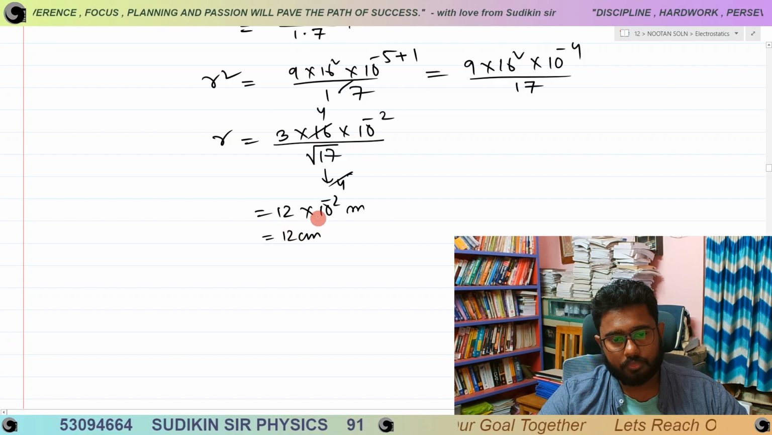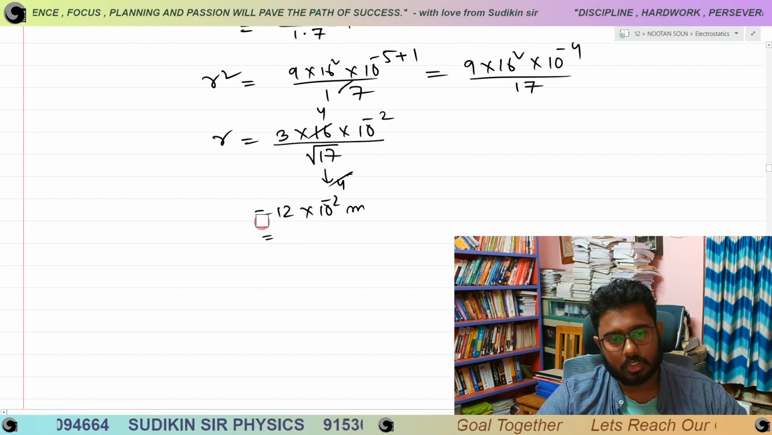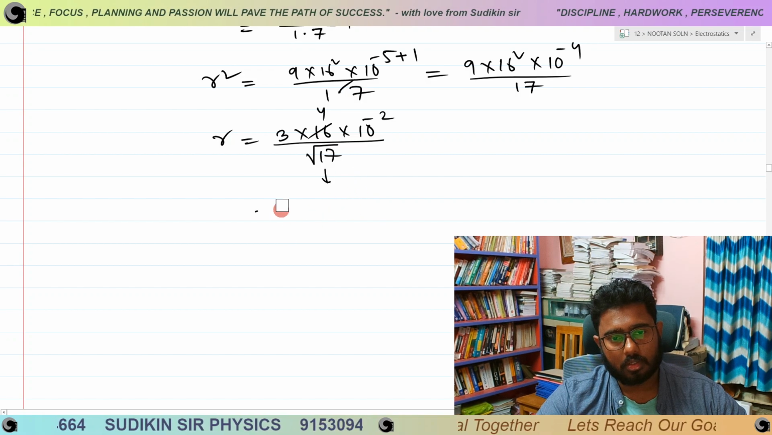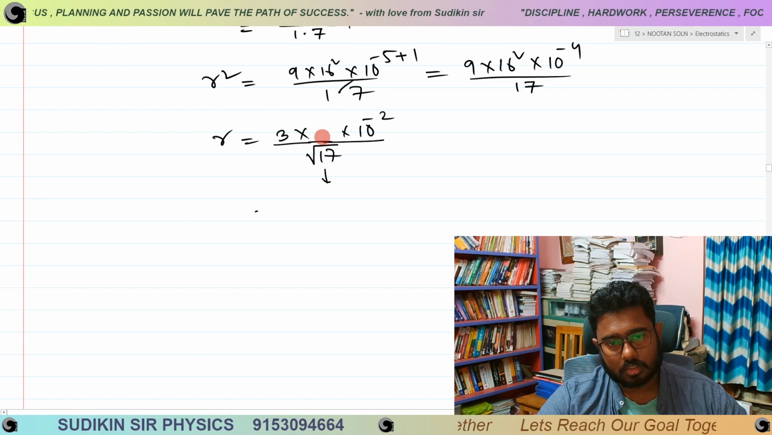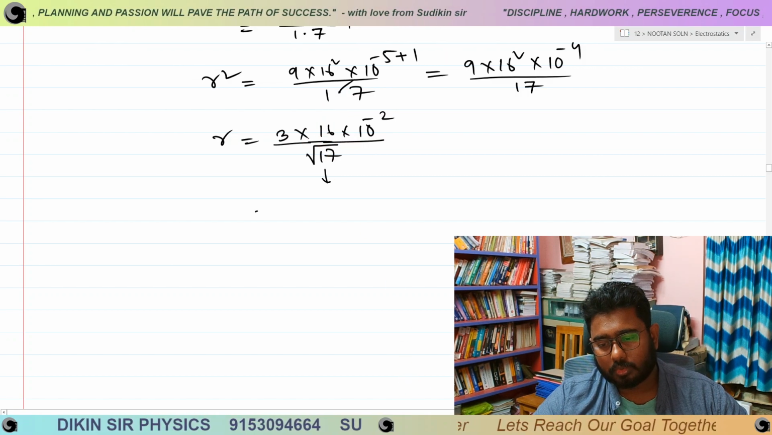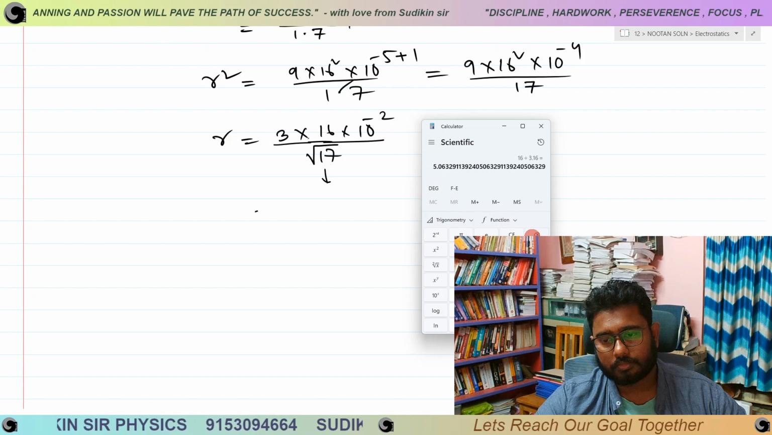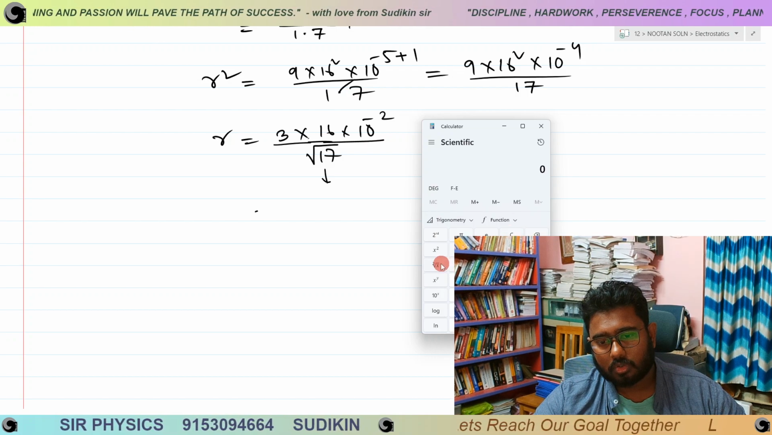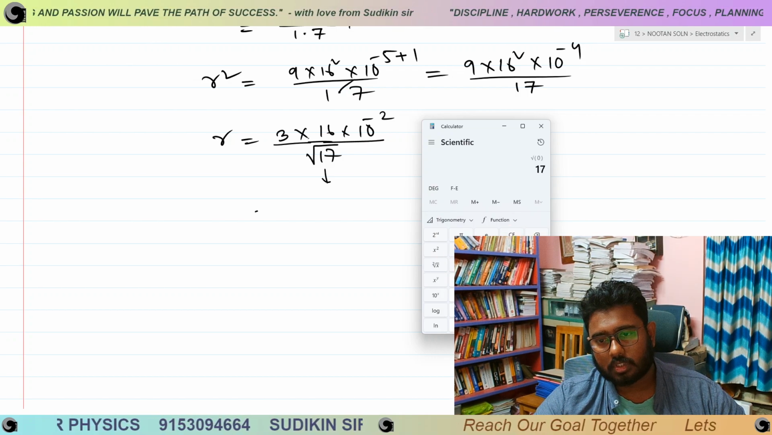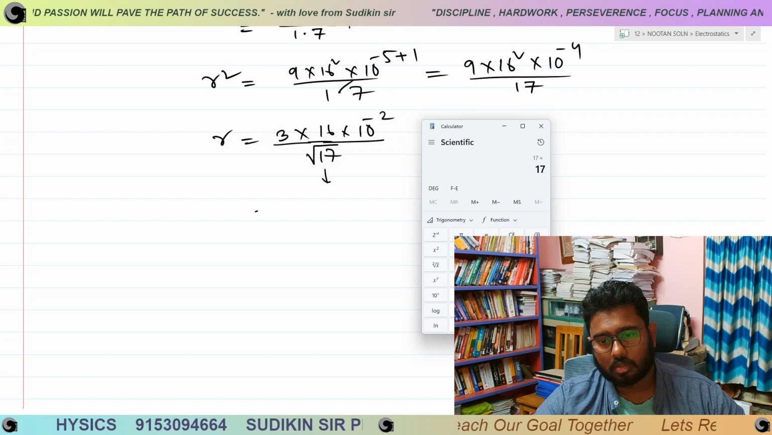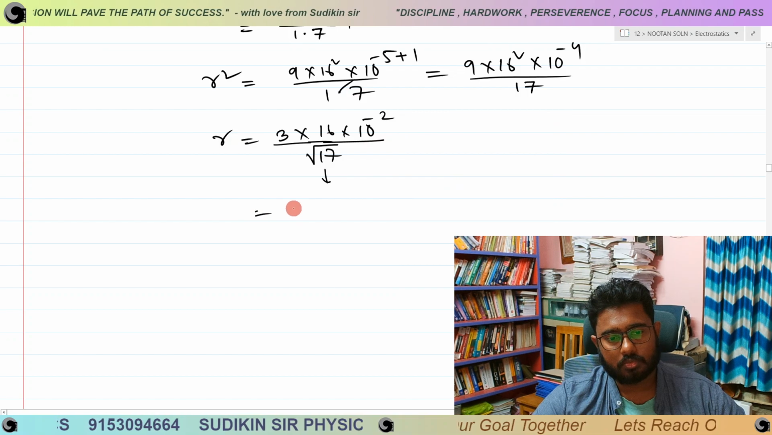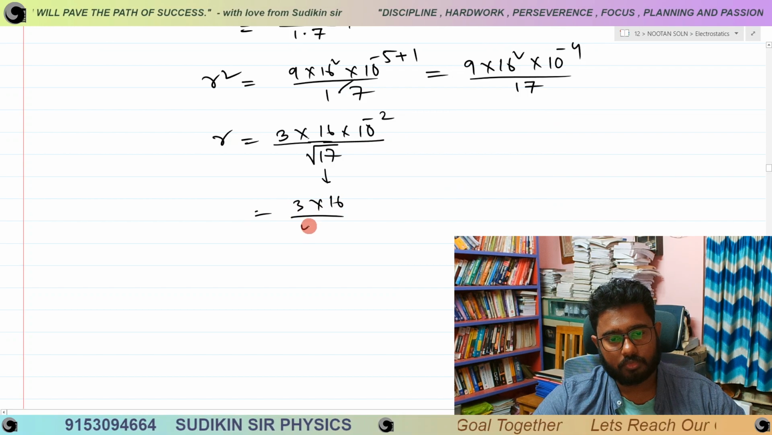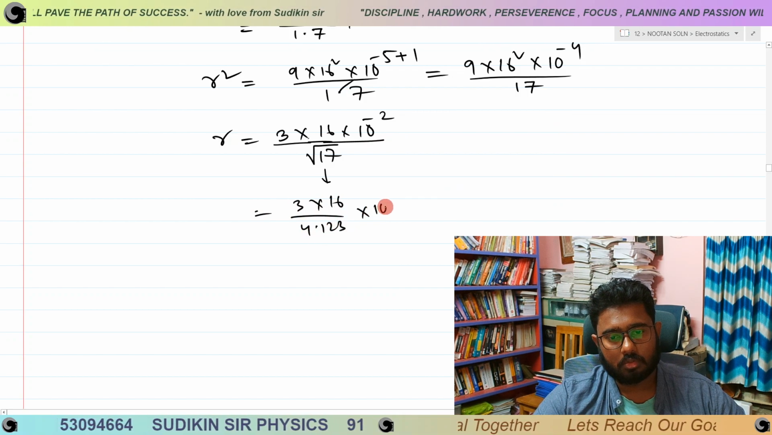But if we do it properly using the calculations, then let us see what will be the answer. By calculations, let us do it. Okay, so root over of 17, that becomes 4.123. Just remember this one, 3 into 16 by 4.123, 10 to the power minus 2.